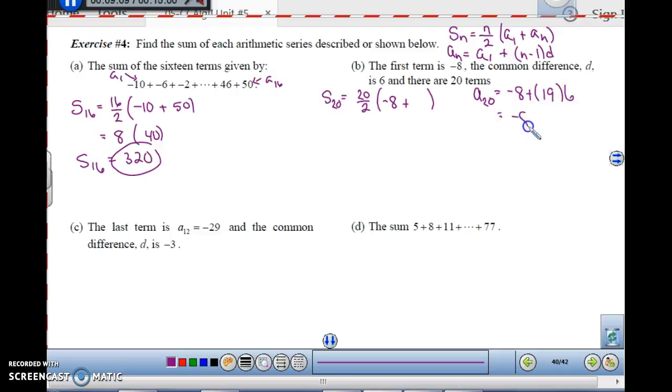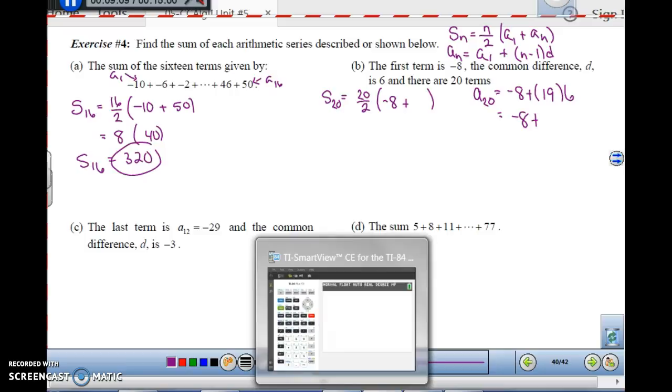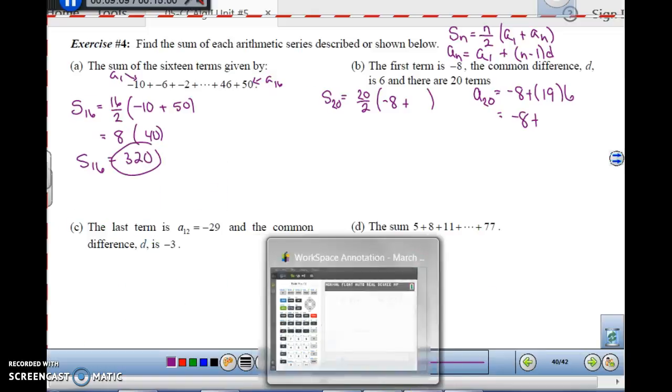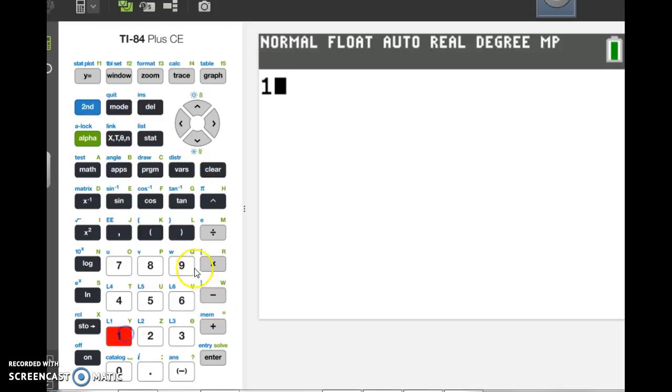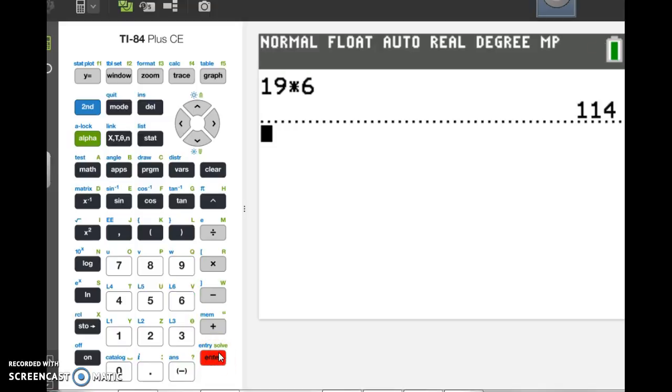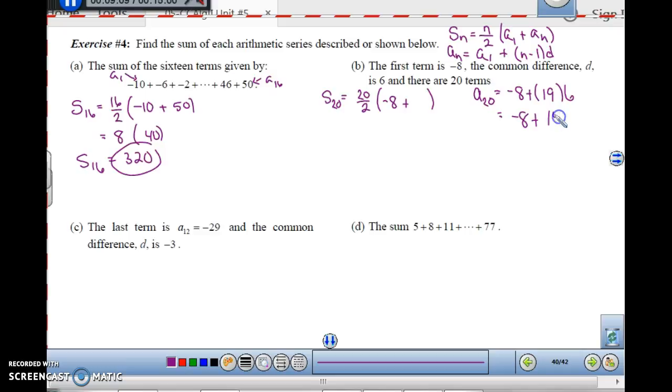Okay, so that gives me -8 plus 19 times 6. Make sure. 19 times 6 is 114, I'm sorry. 114, and with the -8 that's 106. So a of 20 is equal to 106. So I needed to know what the 20th term was before I could figure that out. So we had to use our arithmetic sequence formula to figure that out.